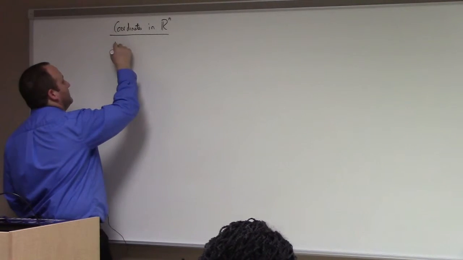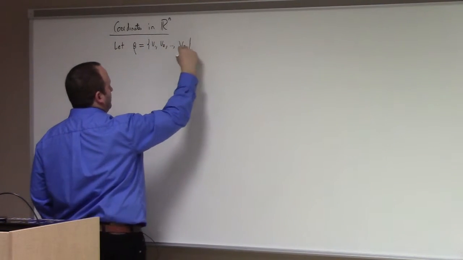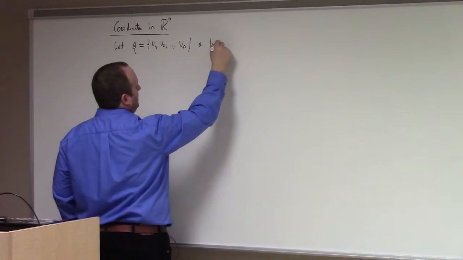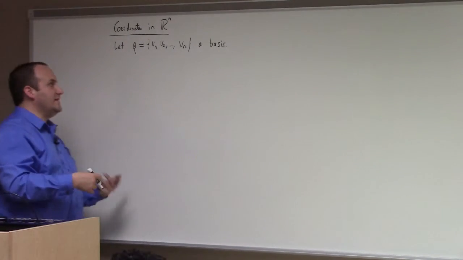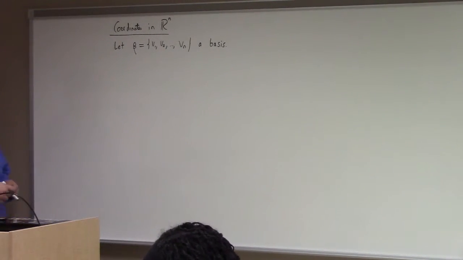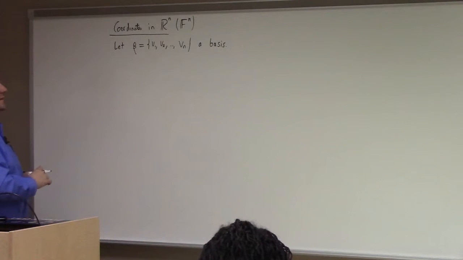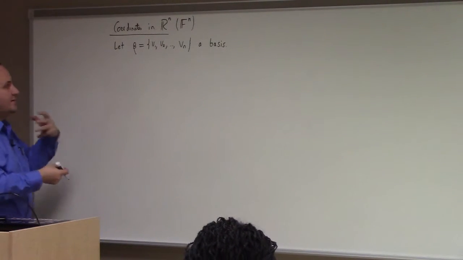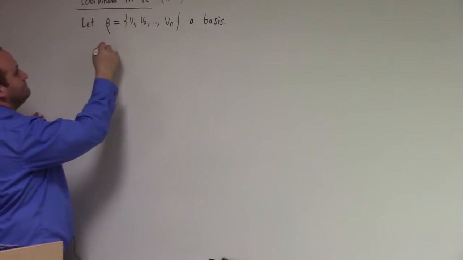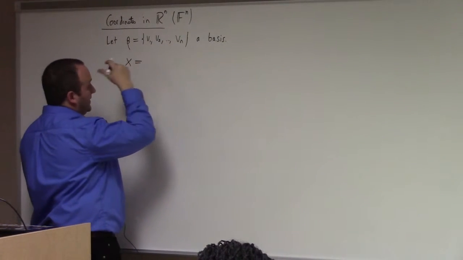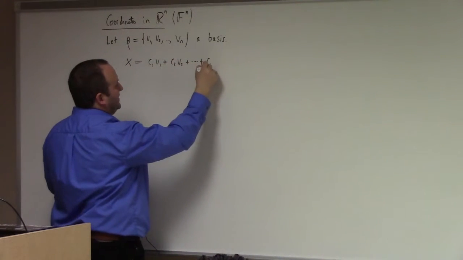So we let beta equal v1, v2, up to vn, a basis. And then we can study how to find coordinates. Rn is so special, much like Fn. Everything I'm saying here would just as well be true for Fn, but I'm going to keep it real. So the coordinate map in Rn is so special. If I have x, and x is equal to, let's say, c1v1 plus c2v2 plus up to cnvn.